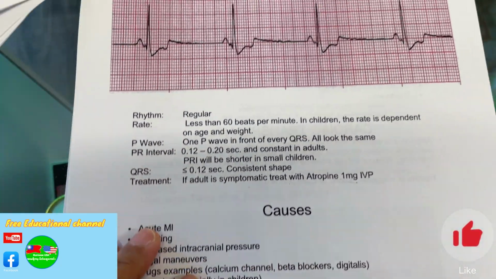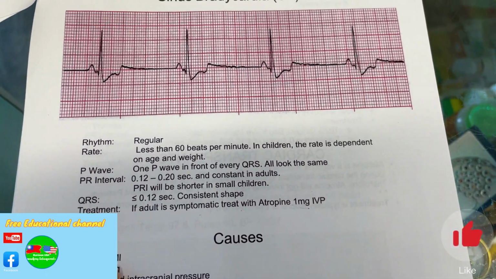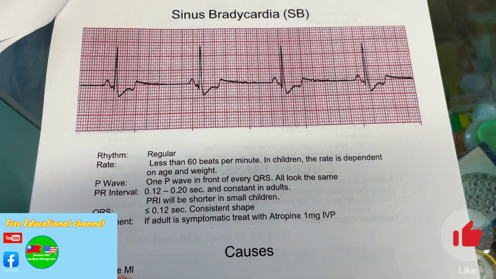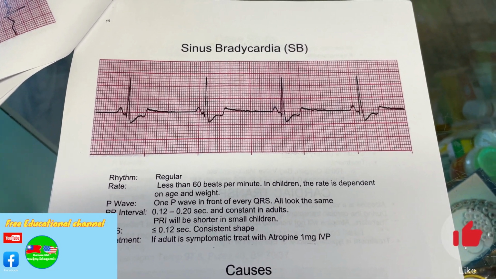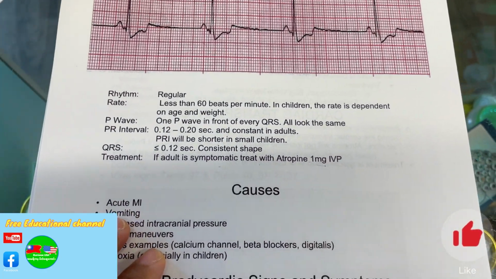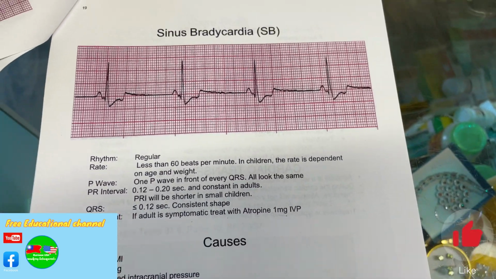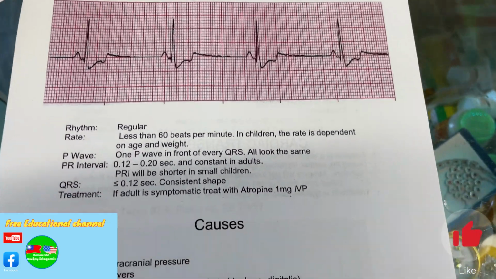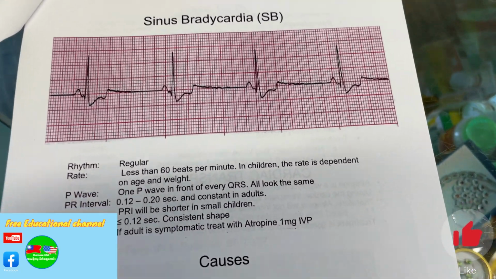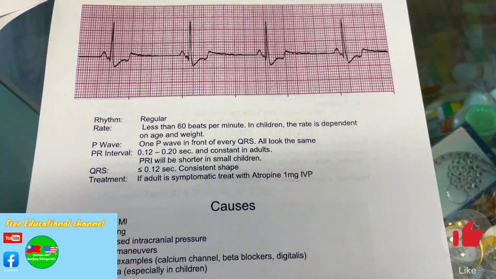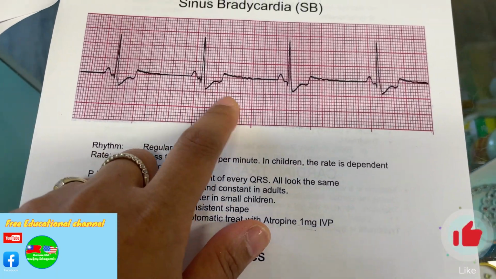Okay, causes. It could be acute MI, which means myocardial infarction, meaning the heart is dying because the blood supply to the heart is not enough. Or vomiting. When you vomit, you're squeezing the internal pressure of the abdomen. For example, if you're constipated and you're pushing the stuff down to the toilet, whenever you push the internal pressure of the abdomen, you can have bradycardia.